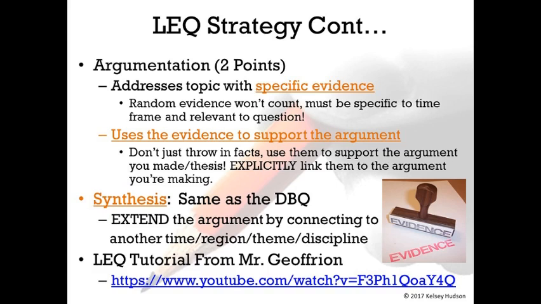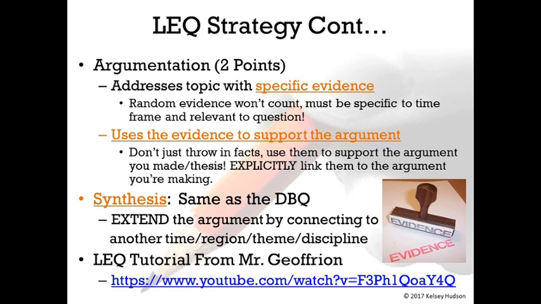Can you connect it to another theme or discipline? Yes, of course you can. Those are probably harder though, and they're not often attempted because in the heat of the moment they're harder to come up with, I think. So go for anything that comes to mind. The biggest thing is, again, to explicitly link that synthesis to your argument or thesis. You have to connect it, which is why it goes well in the conclusion.